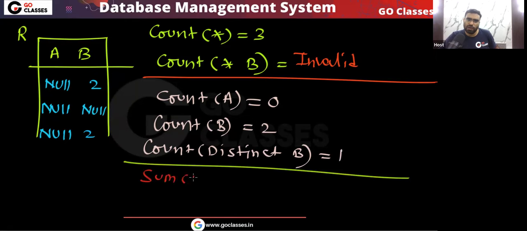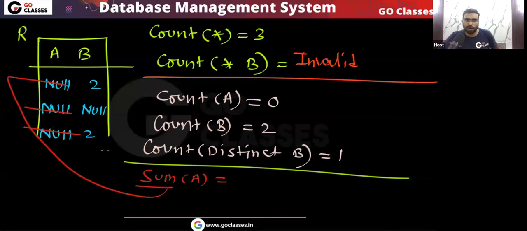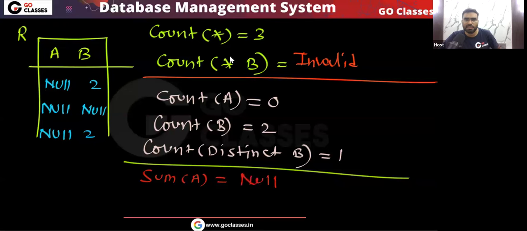What is sum of A? This sum will ignore the null values of A. For an empty table, the sum is null. That you already know. Okay, very simple.